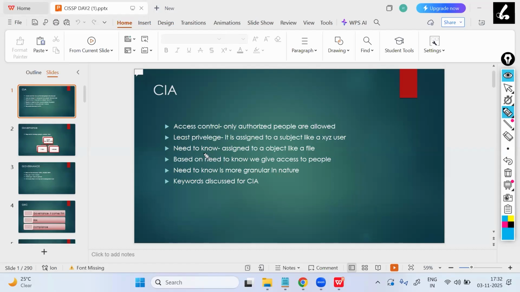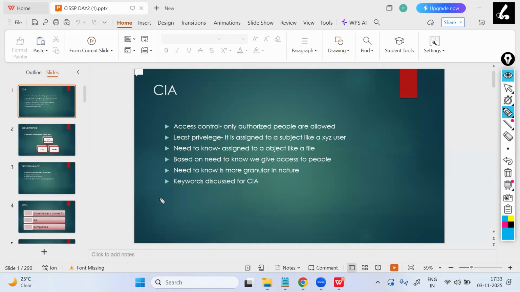Just access what you are required to access. Based on need to know, we give access to people. So whatever I have the need to access, based on my requirement, the access will be provided to me. So need to know and least privilege, which is more granular in nature. Need to know is more granular in nature. It says that even if you have access, you should not look into the resources that you are not required to look at.